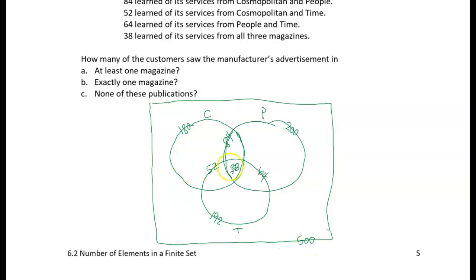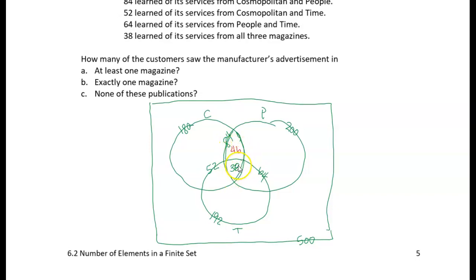All right, well, let's just start in the middle and work out. I'll change colors, because all the green numbers were given numbers. Anything I'm writing now, I'm going to write in red, and those will be the numbers we've calculated. So we know that the intersection between Cosmopolitan and People is 84. We already have 38 accounted for. So if we subtract 38 from 84, we get 46.